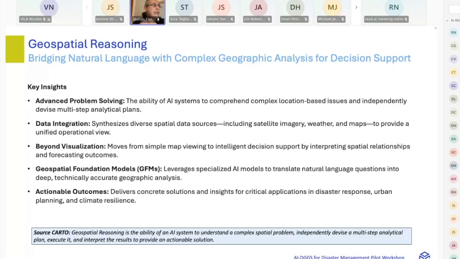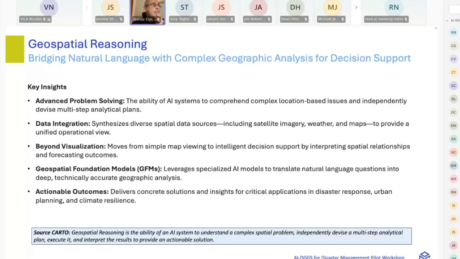And if we look at other key insights, it could be to provide some advanced problem solving, make some data integration, have something beyond just simple visualization on a map. It is close to what we call geospatial foundation models, and somehow to provide actionable outcomes.